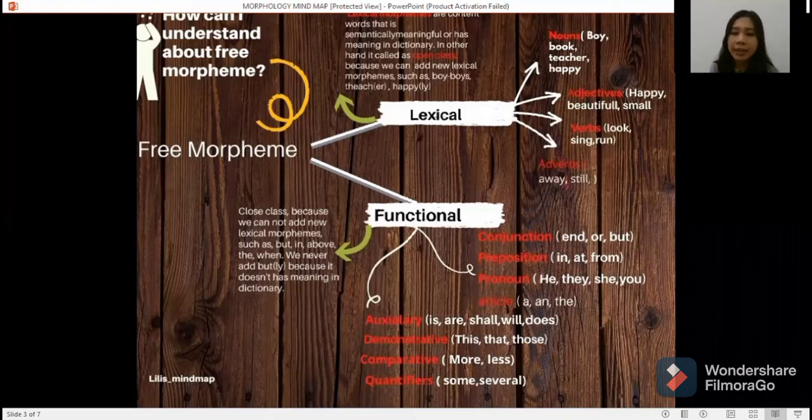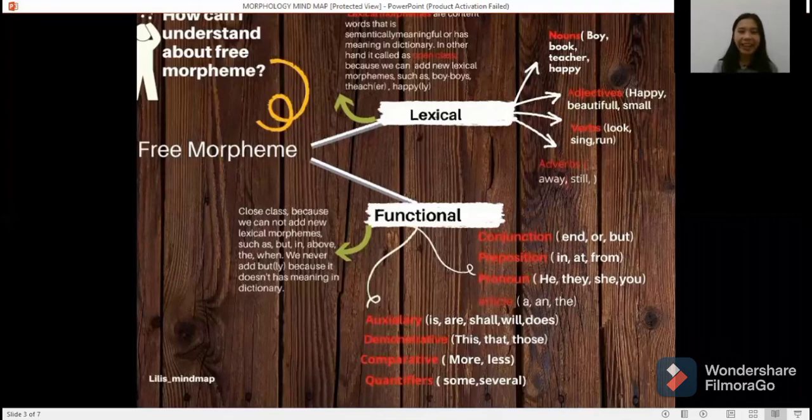The next is pronoun: he, they, she, you. Article: a and the. Auxiliary: is, are, shall, will, does. Demonstrative words such as this, that, those. Comparative such as more, less. And quantifiers: some, several. So that's all about free morphemes.